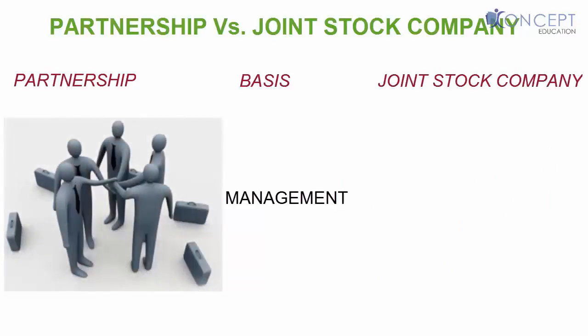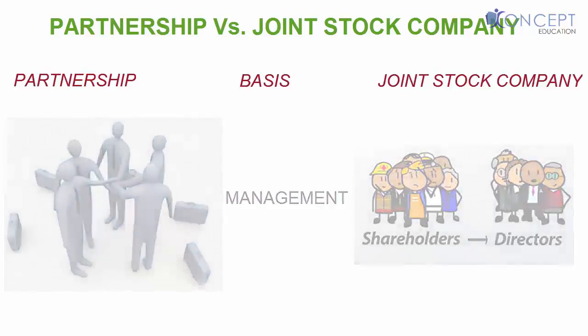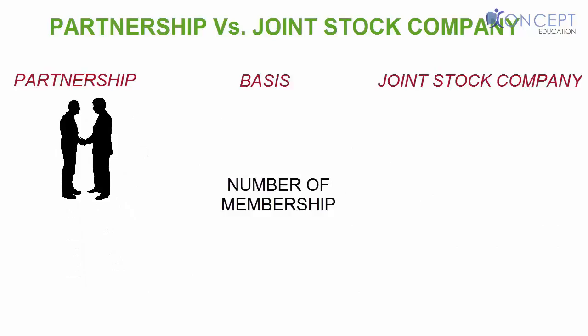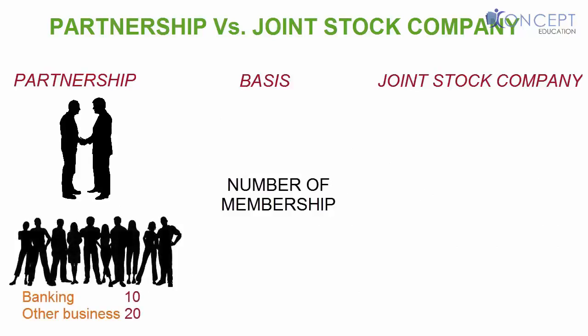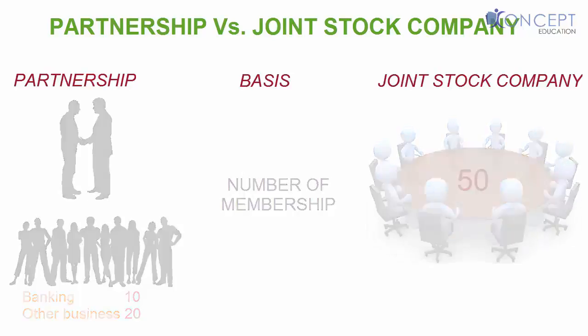And in the joint stock company, there are differences. The management is different from the owners. The owners are the shareholders and the management is done by the board of directors. Number of members. In a partnership, at least 2 members are required to start a partnership, but the maximum number of members can go up to either 10 in the case of a banking business or 20 in the case of other businesses. But in the company, there is no such limit, except for private limited companies. In private limited companies, there is a limit of 50 members.